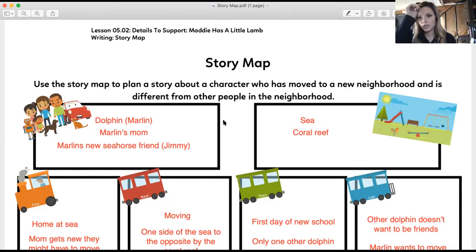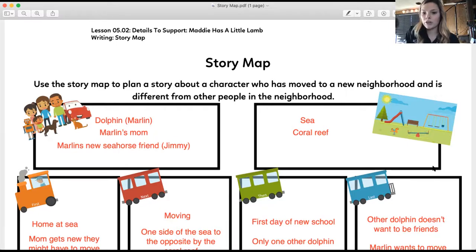So I chose to write a story about a dolphin and a seahorse. My dolphin, Marlin, is going to be my main character. He is the character who is moving to a new neighborhood. Also in my story, I was going to include Marlin's mom, because she might be a big help with how he's feeling about moving to a new neighborhood. And then also Marlin's new friend that he eventually meets, who is his seahorse friend named Jimmy.